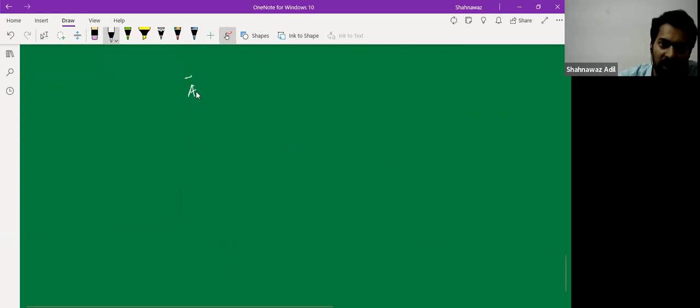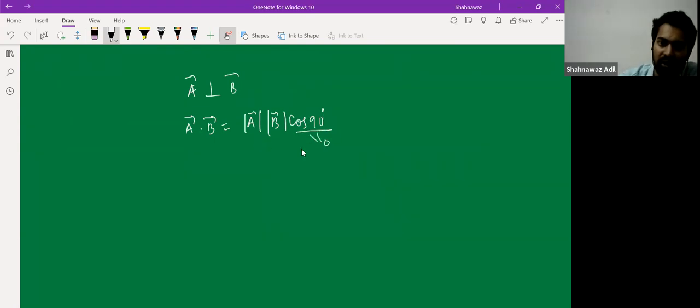So let's say this is A and this is B, and they are perpendicular to each other. So A dot B will be what? A, B, and they are perpendicular, so cos 90. So this is 0. This is the property that we have to use here to solve this question.